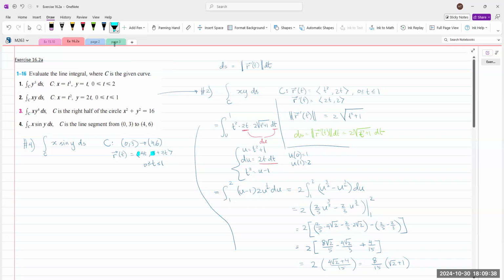And then the direction vector is the difference: 4 for the x component, 3 for the y component. So that's 4t. If you remind yourself, it's basically the initial position vector 0, 3 plus t times the direction vector 4, 3, right? That's how we get that one. And then t is from 0 to 1. Therefore, r prime t will be 4, 3, whose magnitude is just the constant 5.